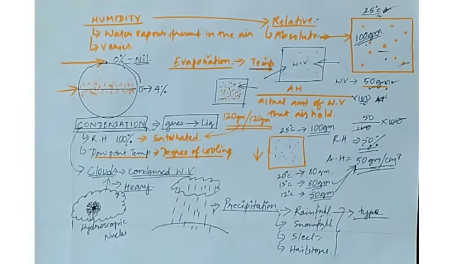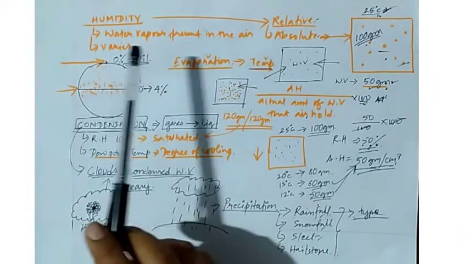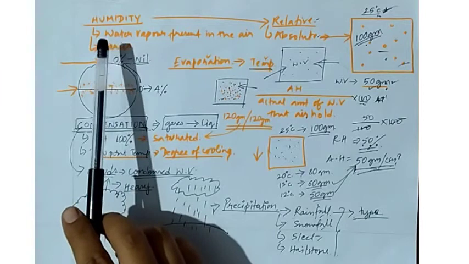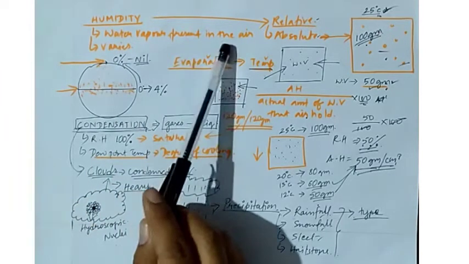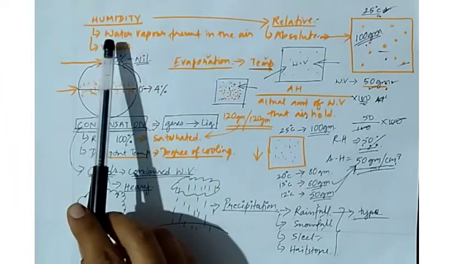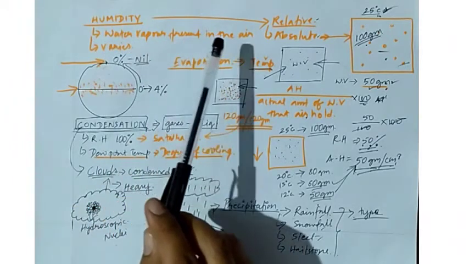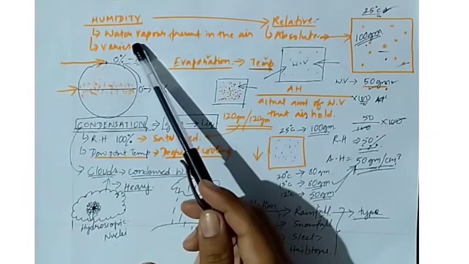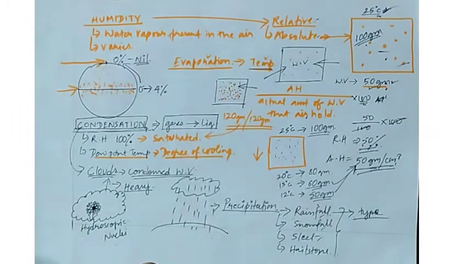Now, humidity can be defined as the presence of water vapor in the atmosphere, or the amount of water vapor which is present in the air or the atmosphere is humidity. Now the characteristics of humidity: it varies from place to place. It is not the same all over the atmosphere or all over the air.